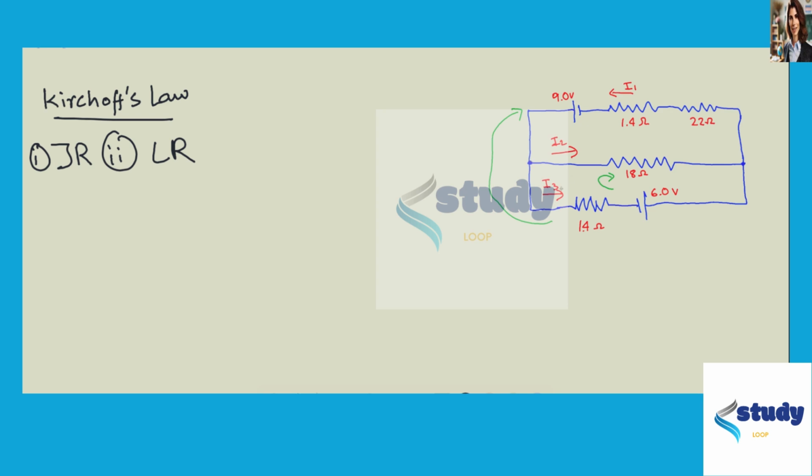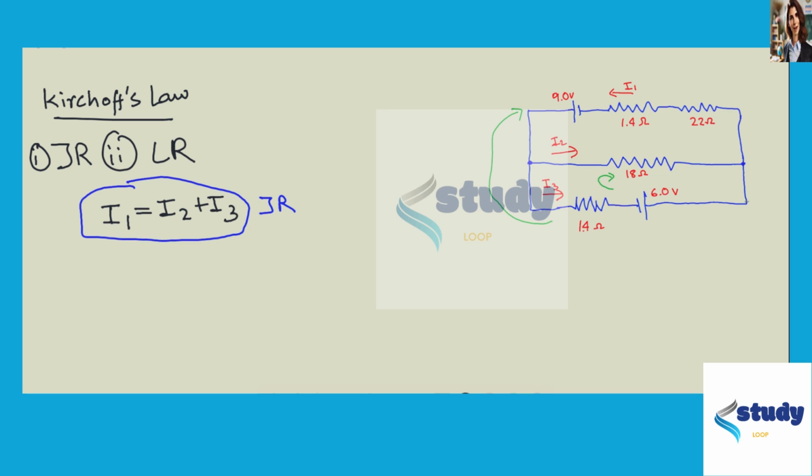If we do that, we see that I2 and I3 are going out of that point, but I1 is coming towards the junction. So that means from the junction rule, we'll get I1 equals I2 plus I3. Now we have to apply our loop rule.